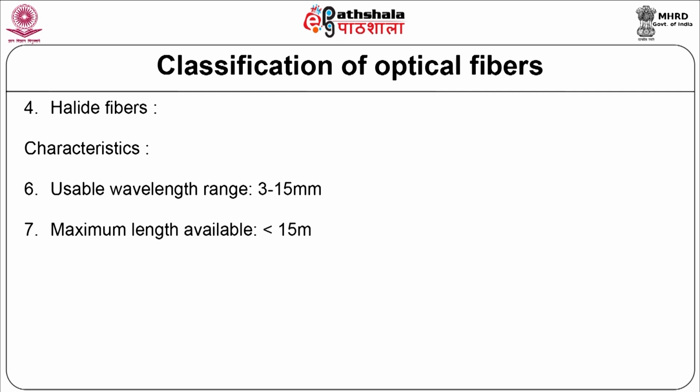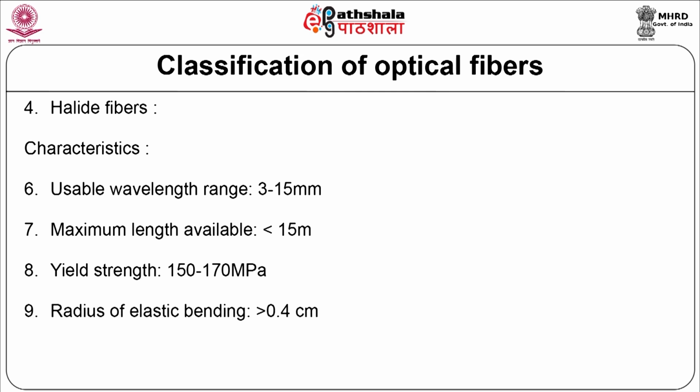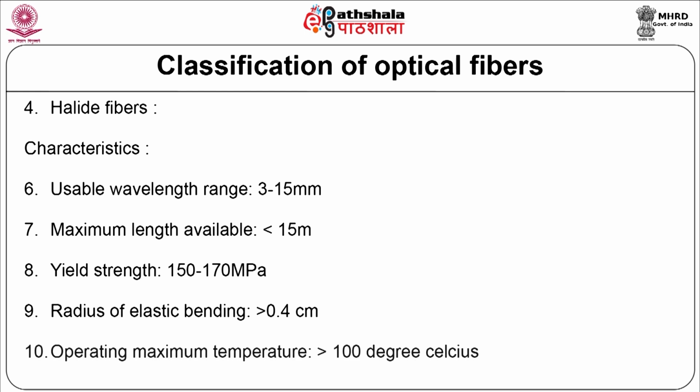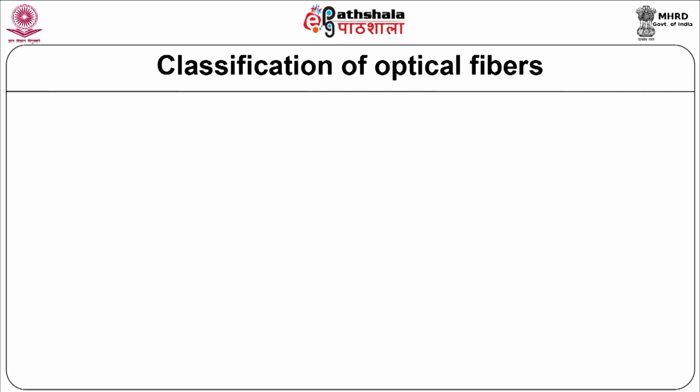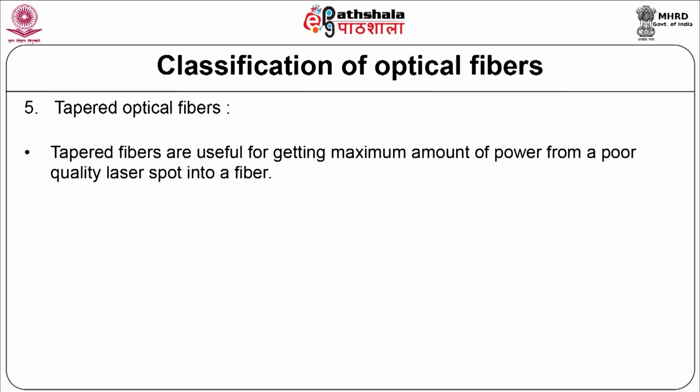Maximum length available is less than 15 meter. Yield strength 150 to 170 MPa. Radius of elastic bending is greater than 0.4 centimeter. Operating temperature greater than 100 degrees Celsius. Next one is the tapered optical fiber. They are useful for getting maximum amount of power from a poor quality laser spot into the fiber.